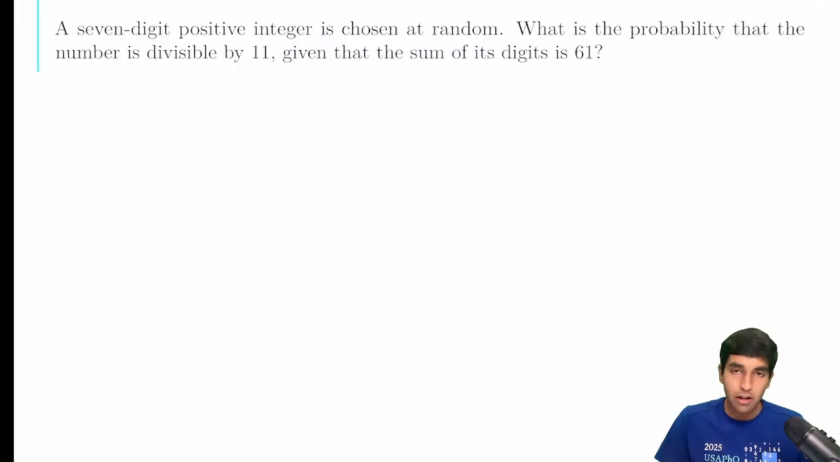A 7-digit positive integer is chosen at random. Okay, so there's going to be a bunch of them. What's the probability the number is divisible by 11 given the sum of digits is 61?